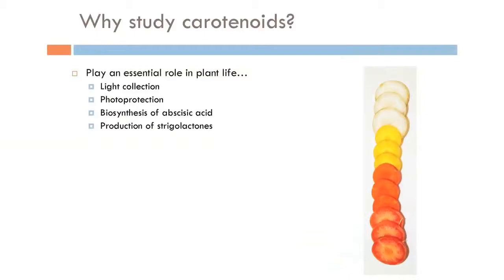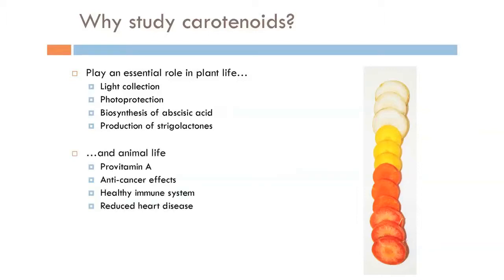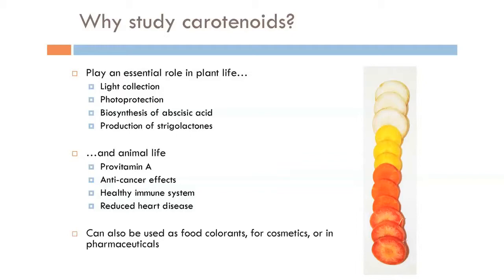So why do we study carotenoids? Well, they play an essential role for plant life through photoprotection, light collection. They also lead to the biosynthesis of abscisic acid and strigolactones. And they're also very important for animal life, or mammalian life, such as us, because they are the precursors for vitamin A, so it's very critical for our vision, as well as some of the other carotenoids have been shown to be involved with having anti-cancer effects, maintaining a healthy immune system, and reducing the risk of heart disease. Carotenoids can also be used as food colorants in cosmetics or in some pharmaceuticals.